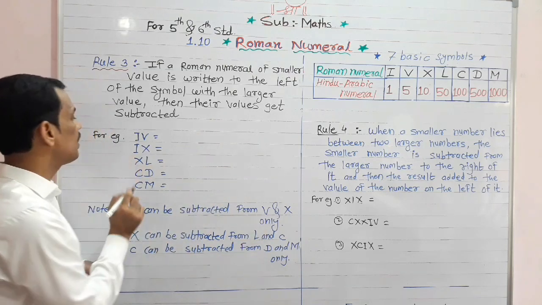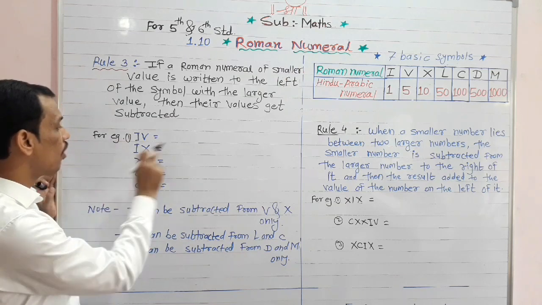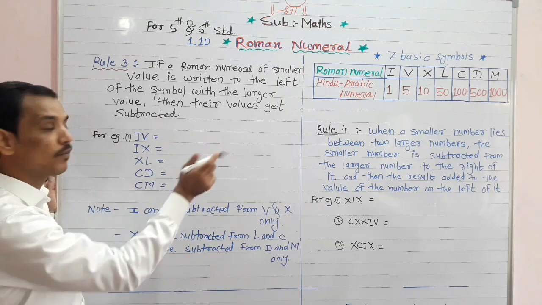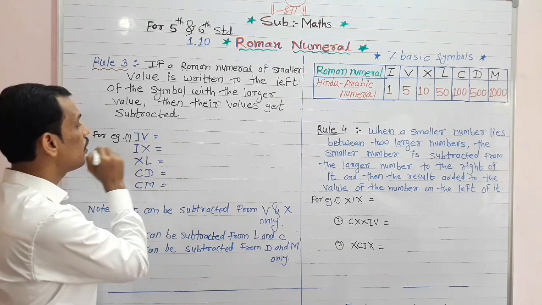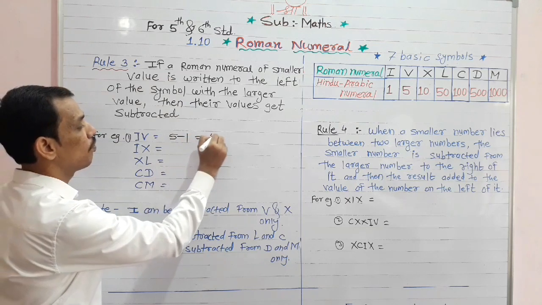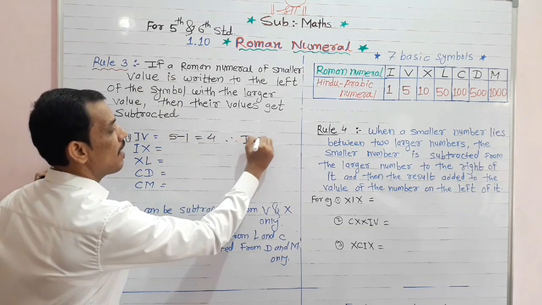Now we go through the example. Example 1 is here: IV. Here the smaller symbol is on the left side of the bigger value. That's why we subtract 1 from 5. So we go through the rule: 5 minus 1 is equal to 4. Therefore IV stands for 4.